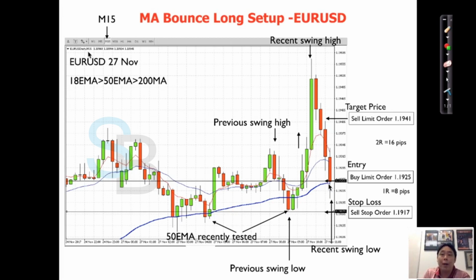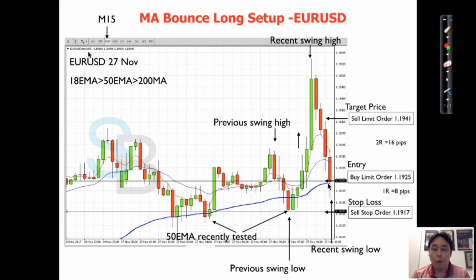Sometimes when you're waiting for a buy order, the price doesn't reach it. It may reverse and go up. It's not a valid trade, so we cancel the order. We want it to reach the 50 moving average and trigger the order for us to be in the trade. So again, my buy order is at 1925.